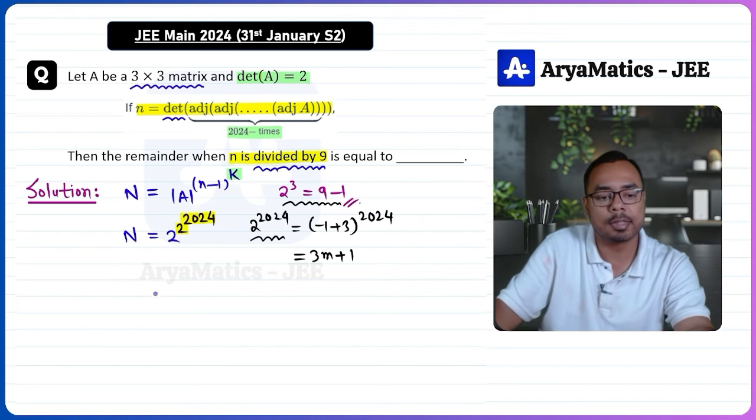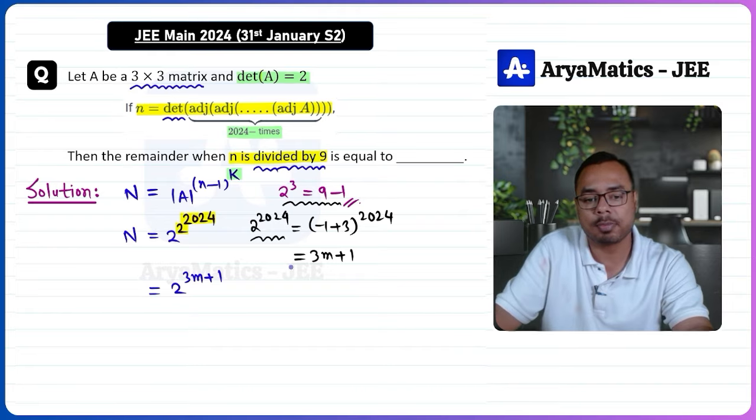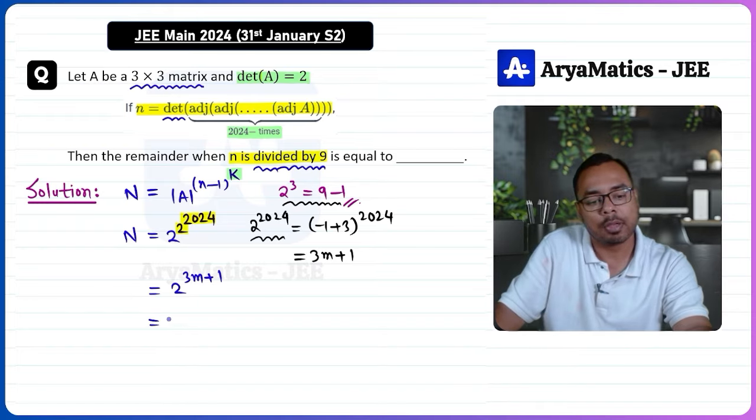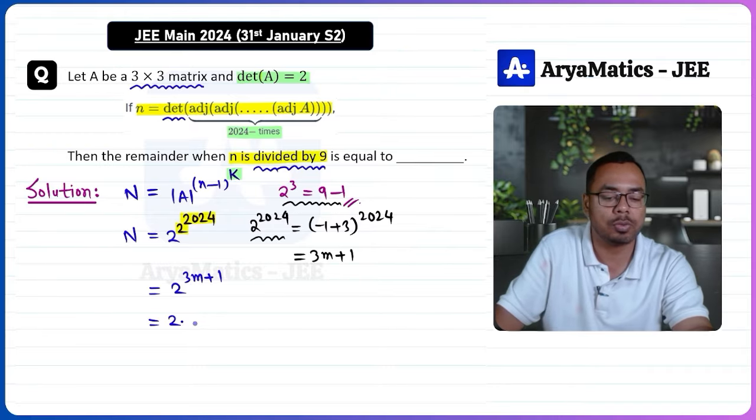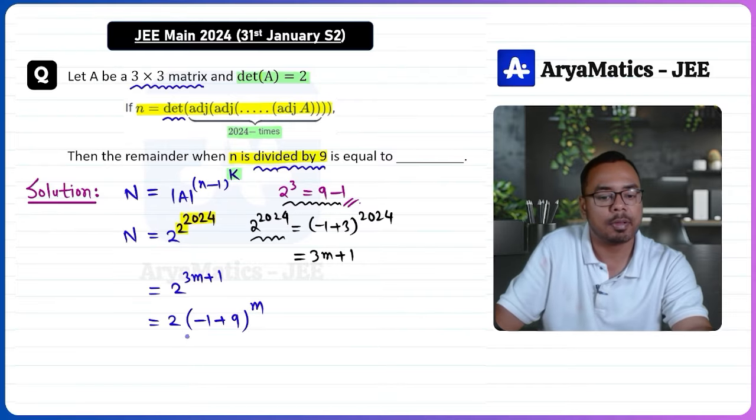So therefore we can write this number N as 2 raised to multiple of 3 plus 1, right? 2024 is multiple of 3 plus 1. So this number N will be 2 raised to 3m plus 1, where m is some positive integer. Now here you can separate this 2, and then this we can write as 2 cube raised to m, and 2 cube is 8, 8 is minus 1 plus 9. So we have minus 1 plus 9 raised to m, right?